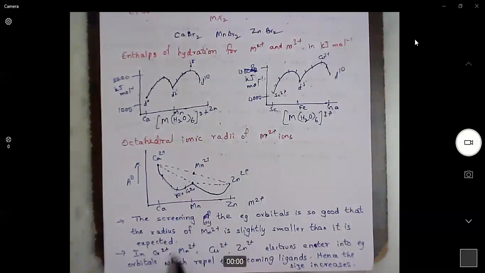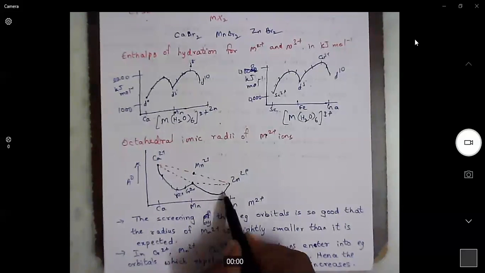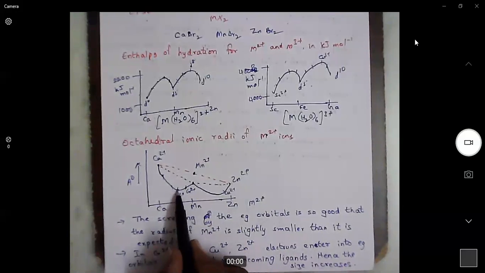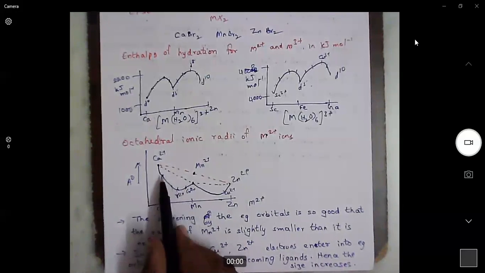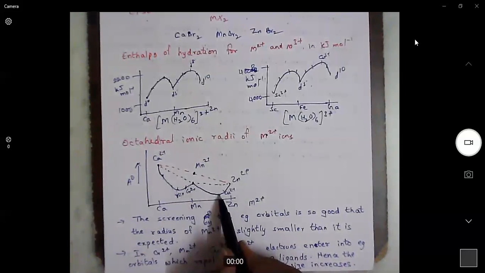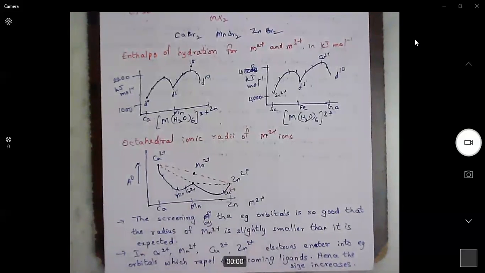Then in chromium 2 plus and manganese 2 plus, similarly for copper 2 plus and zinc 2 plus, electrons enter into eg orbitals which repel the incoming ligands, hence the size increases. Why is the size increasing? Up to vanadium size is decreasing, but in chromium size is increasing. Similarly, up to nickel size is decreasing, but for copper and zinc size is increasing. Why?